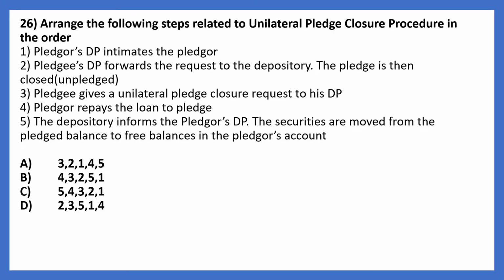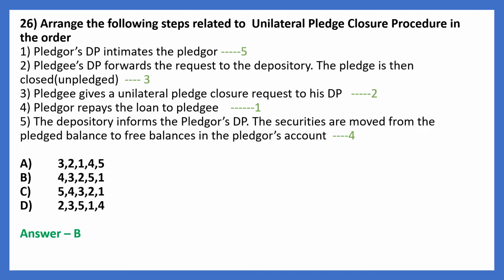Arrange the following steps related to the unilateral pledge closure procedure in order. The correct order is mentioned in option B. First step, the pledger repays the loan to the pledgee. Second step, the pledgee gives a unilateral pledge closure request to his DP. Next step, the pledgee's DP forwards the request to the depository. The pledge is then closed. Next step, the depository informs the pledger's DP. The securities are moved from the pledged balance to free balance in the pledger's account. Next step, the pledger's DP intimates the pledger.